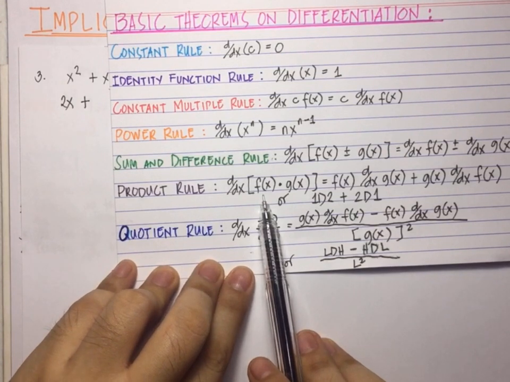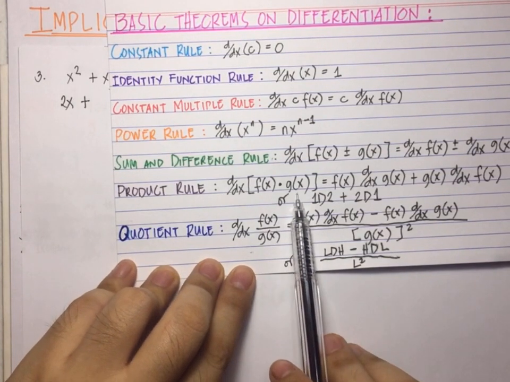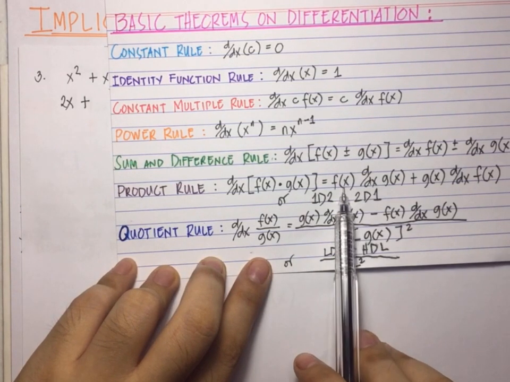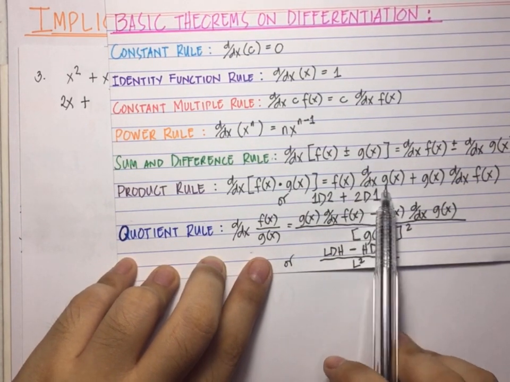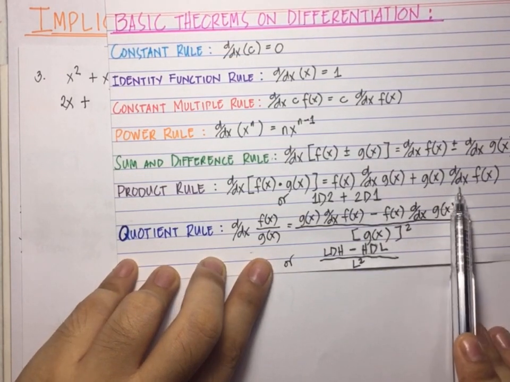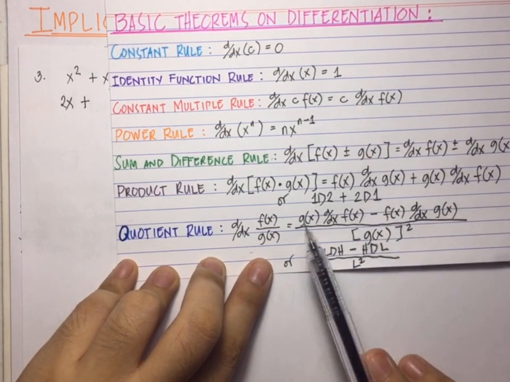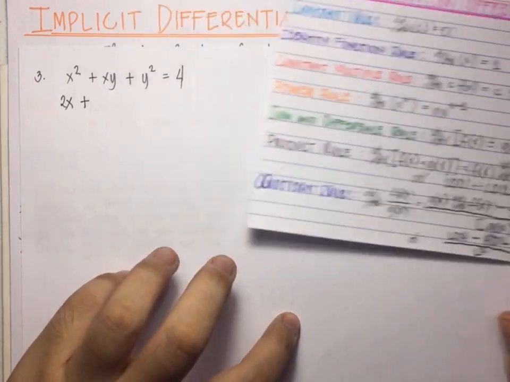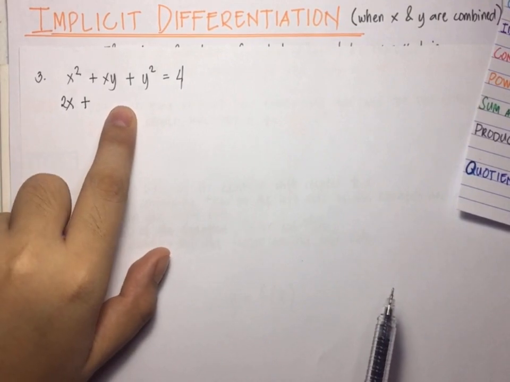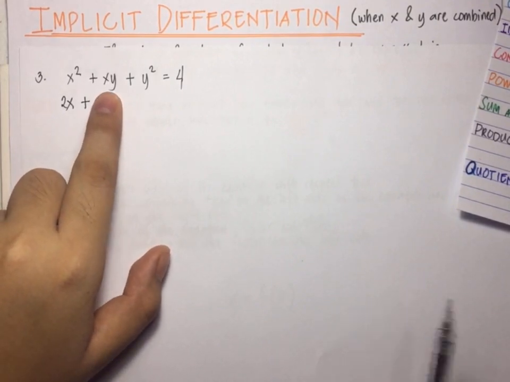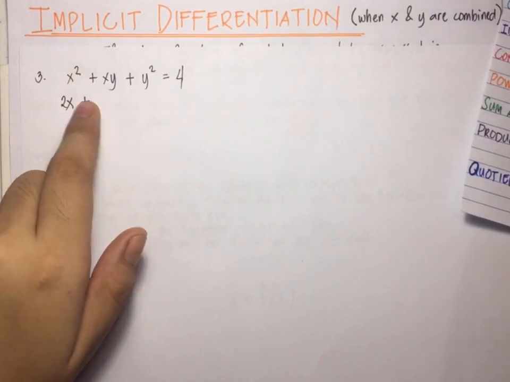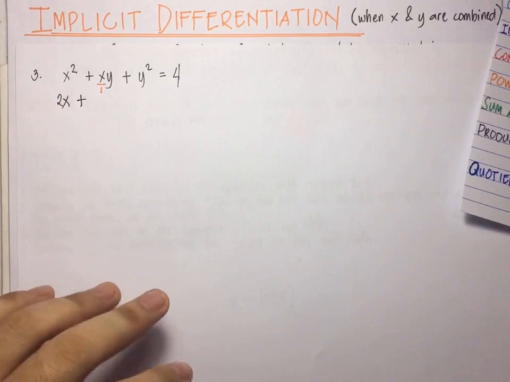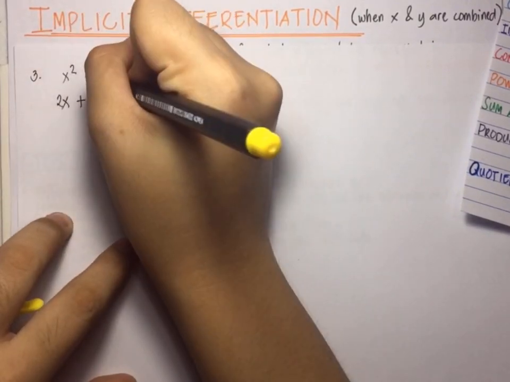If we let f of x be the first factor and g of x the second factor, product rule is the first factor times the derivative of the second factor plus the second factor times the derivative of the first, or first d second plus second d first. What you see is x and y. It's a product. X is first and y is second.